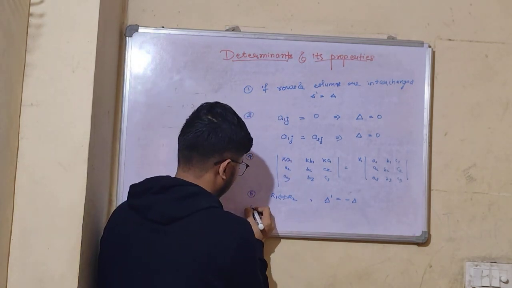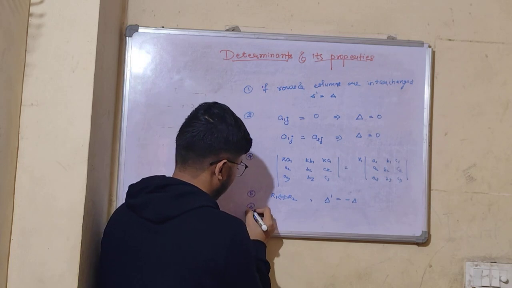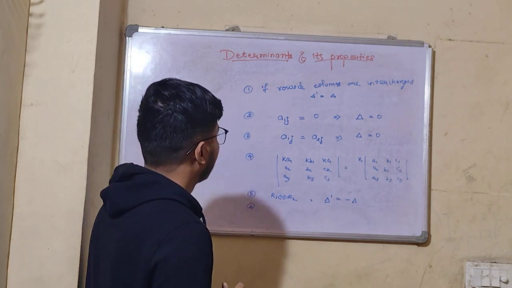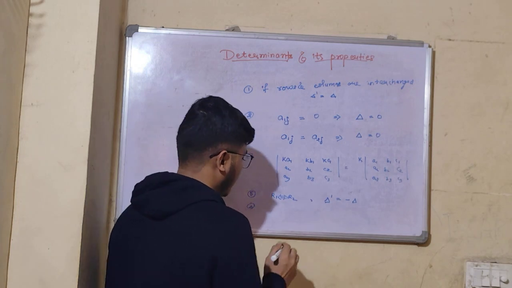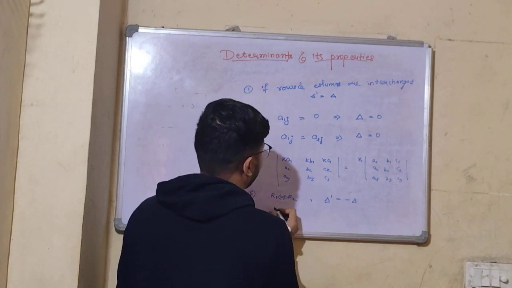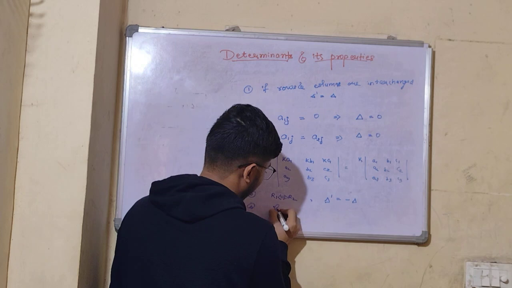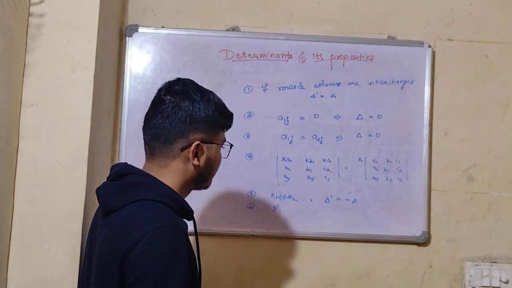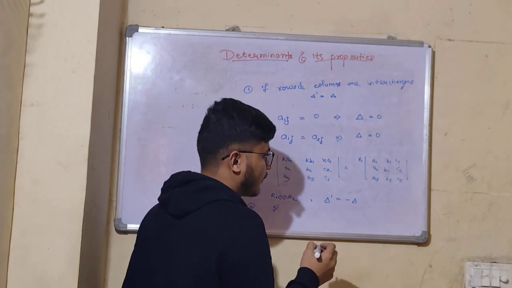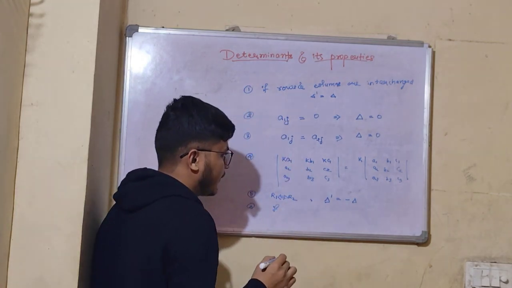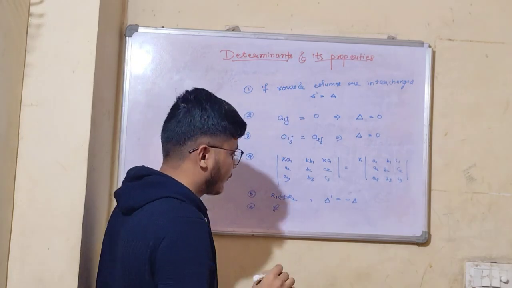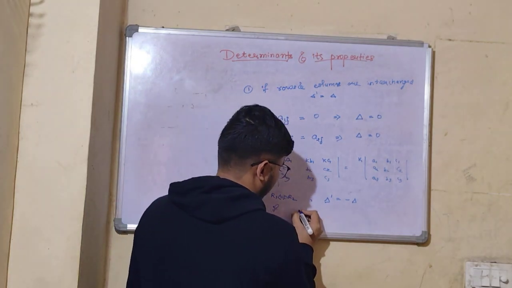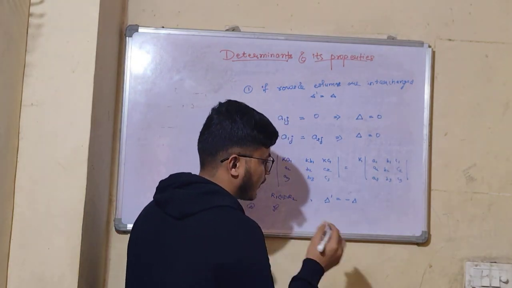Now, the sixth property. Going on to the next property, let's say if we multiply a row's elements by a number and add it to another row, then the value of that delta will be the same. What I am going to say is that I am adding a multiple of a row to another row.